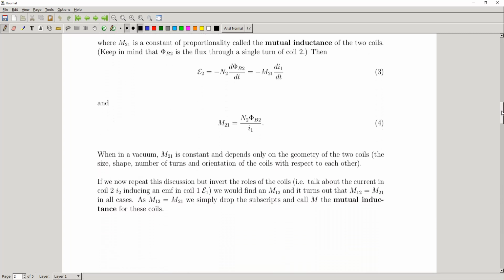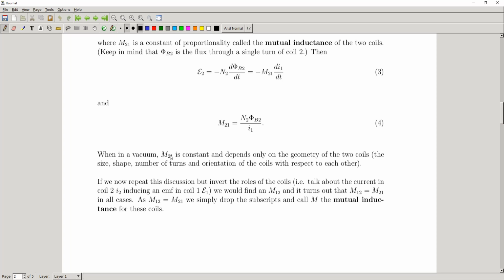All right, so when we're in a vacuum, this M21 really is a constant, and we only deal with vacuums in this course. We're always going to be talking about a vacuum or something that very closely approximates a vacuum, like the air at ground level here, which is a pretty good approximation for a vacuum for these types of calculations.